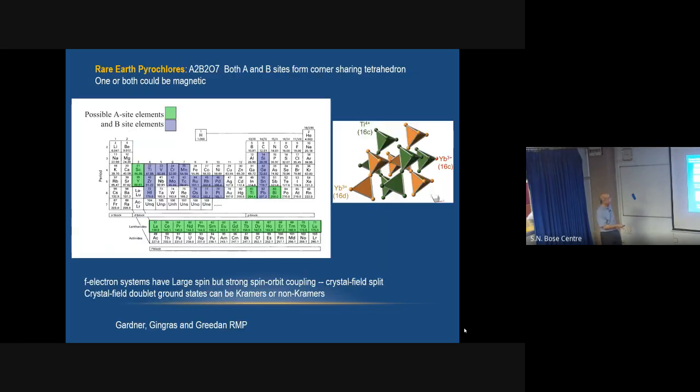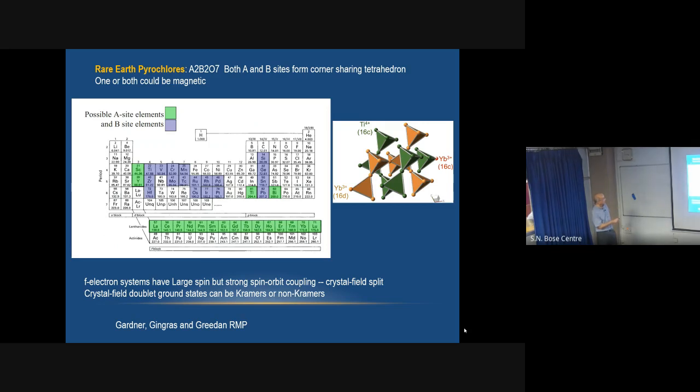And this is coming from an explicit calculation that Shannon and collaborators did, where they predict exactly what the neutrons should see as a function of Q and omega, this is S of Q and omega, if you like. So if they do a Q and omega resolved neutron scattering, they should just see this. You have this spin ice. All right. So now where should we look for this? There's a whole class of rare earth pyrochlores which have this stoichiometry, A2B2O7, where both A and B sites form corner sharing tetrahedra, but one or both could be magnetic.